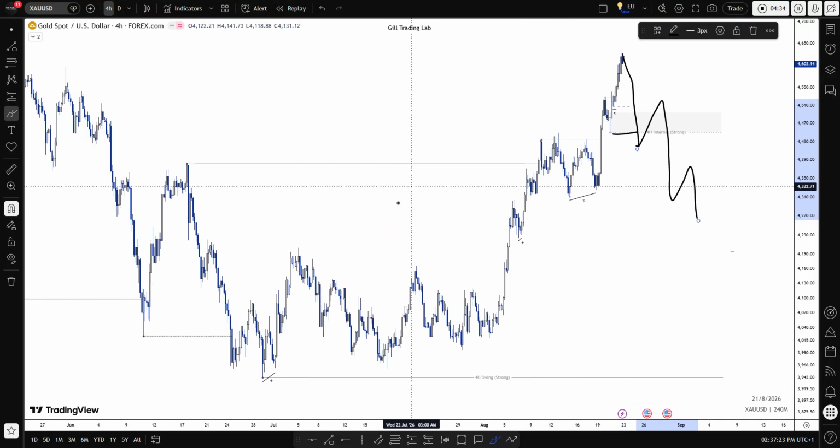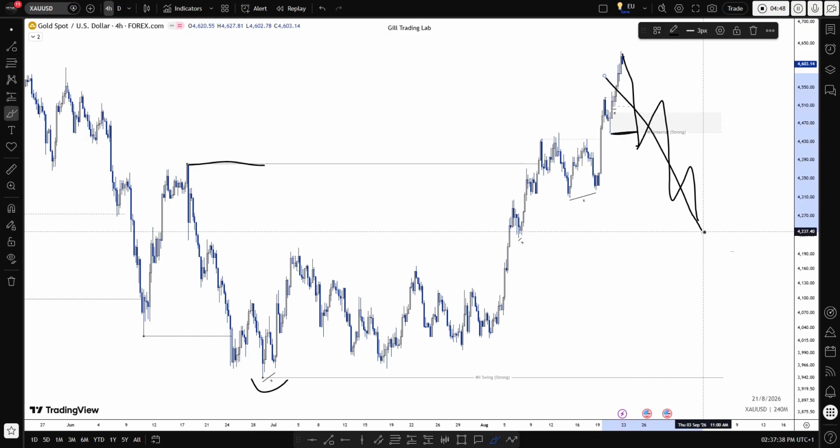Also, another thing is this 4-hour range is also the daily internal range. So if internal shifts bearish over here, it will also be a good signal that we could also get that daily internal pullback.